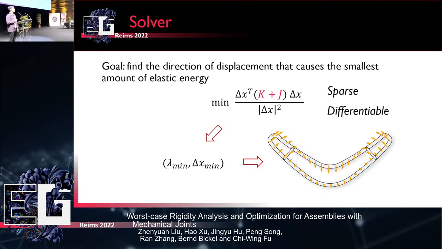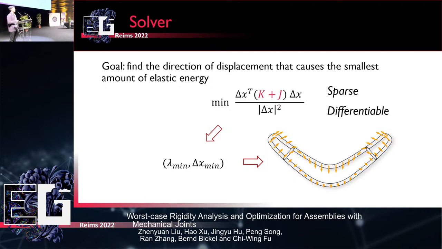On the computational side, there are also two good things worth mentioning. The first thing is we're still dealing with a sparse system. Both matrices K and J are sparse matrices, so their summation is still sparse. So we can use a sparse eigensolver to compute the smallest eigenvalue. We only care about the one smallest eigenvalue and the associated eigenvector, so it can make the computation more efficient.